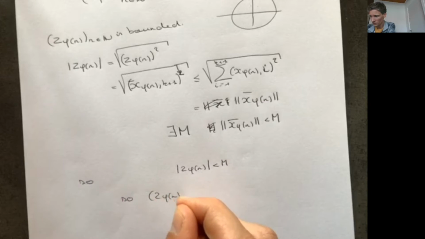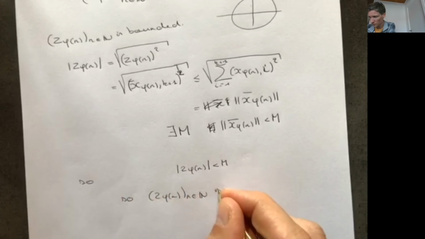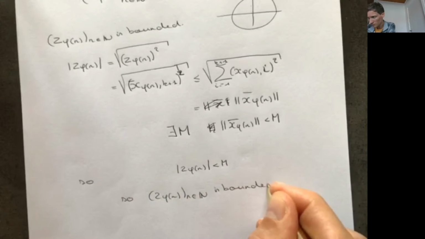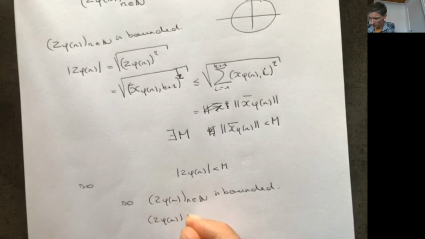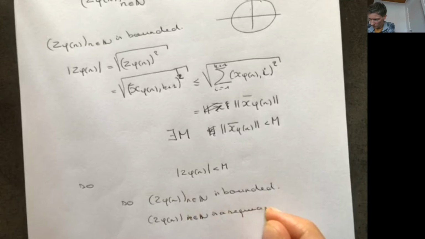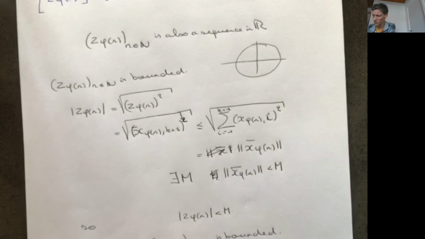So z phi n is bounded. So we have a sequence of numbers. Z phi n is a sequence in R, and the sequence is bounded. So by P1, okay, I have to look at the formulation of my Bolzano-Weierstrass theorem, right?